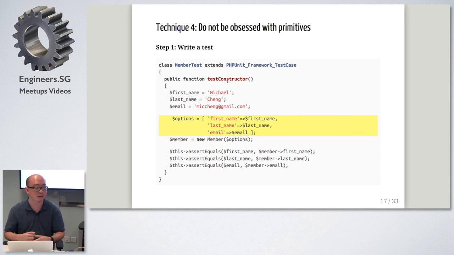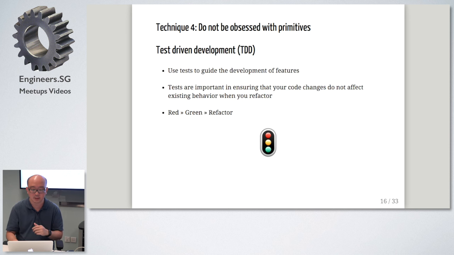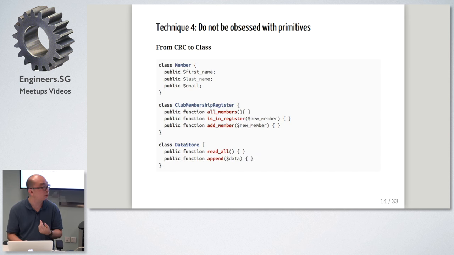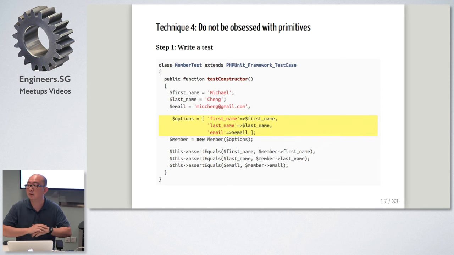For example, in this test over here, we're testing the constructor of the member class. These are the certain values that we want, and this is what we're passing in to an imaginary member class. We have not created a member class yet, so we have just written a structure of how it should look. Assuming your class looks like this right now, you apply this behavior: when I pass in an associative array of first name, last name, and email to members as part of the constructor, the resulting member class should have first name set as the first name, last name set as the last name, and email set as the email.